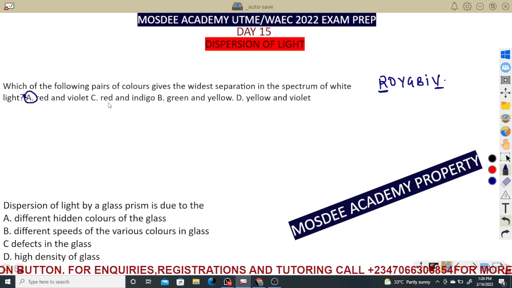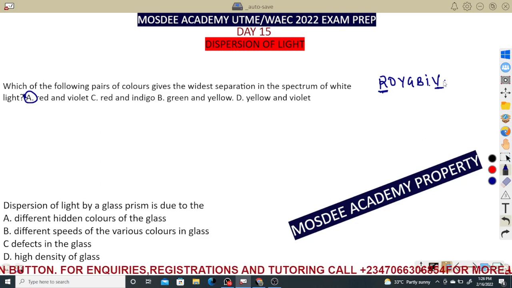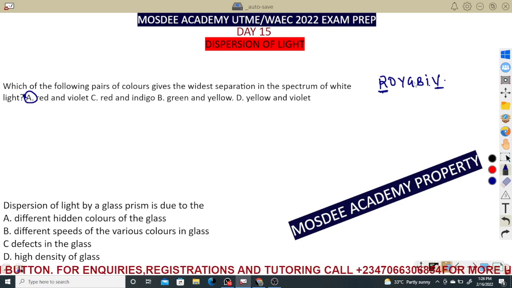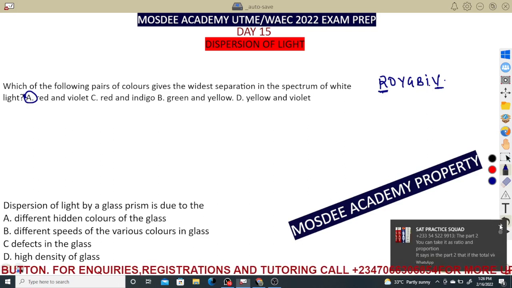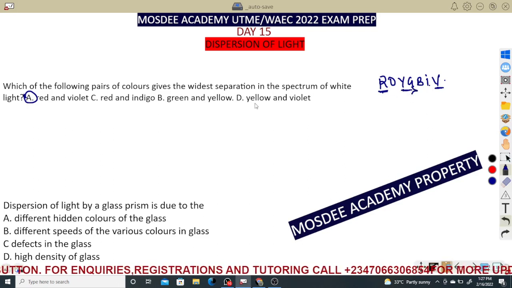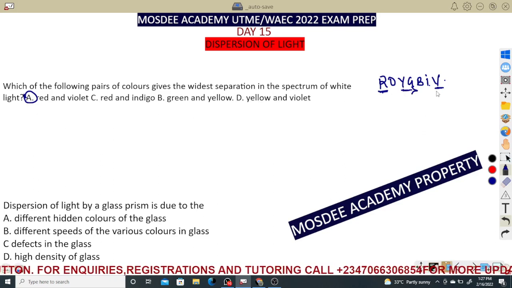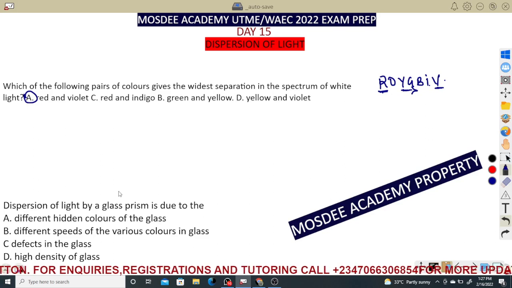No doubt about that. Red and indigo is not as wide as red and violet. Green and yellow, my dear student, is even a poor arrangement. It's very close. Look at this, yellow and violet is not as wide as red and violet. So it's a simple question which I believe you all can answer.